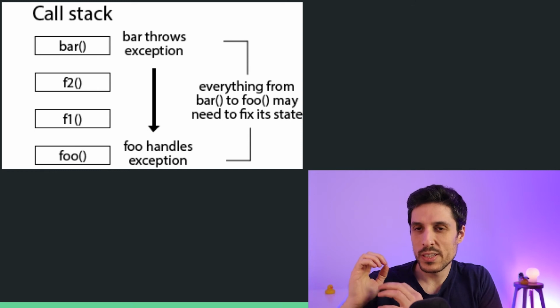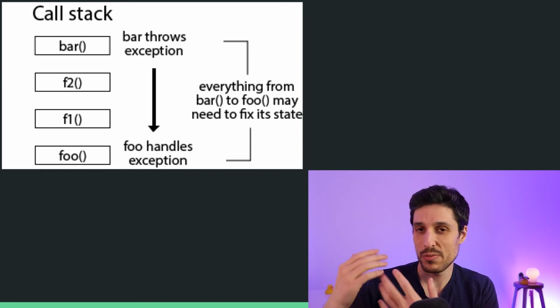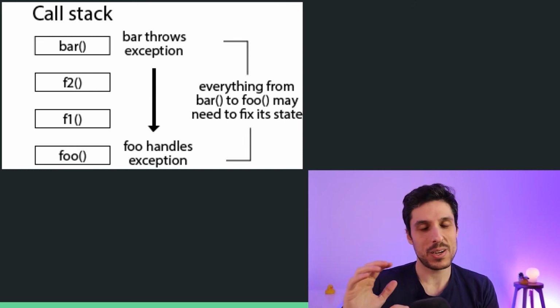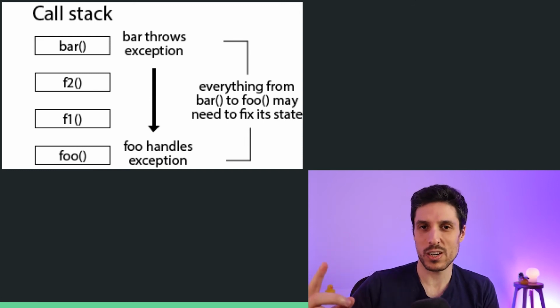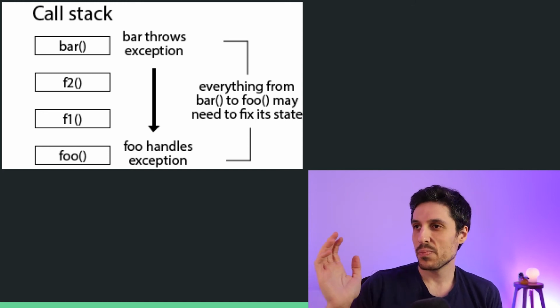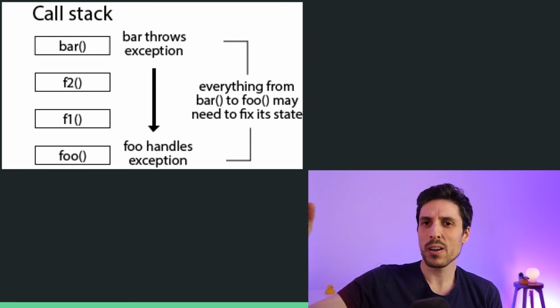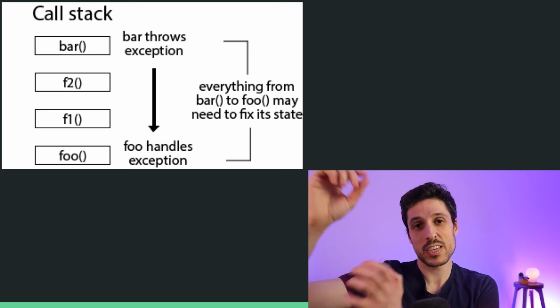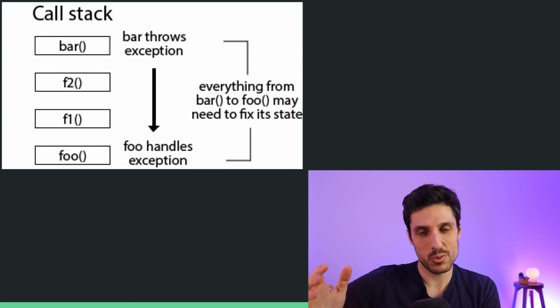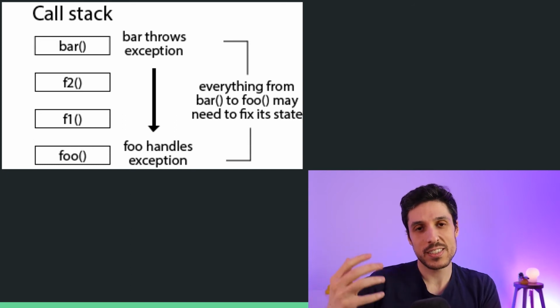Now, you need to do the same thing for every function in your code if an error occurs. Everything must have the correct state, not just one or two functions, everything. If you look at the graphic on the screen, in this particular case we have a function foo, and it calls f1, f1 calls f2, and f2 calls bar, and bar throws an exception, which is handled all the way in foo. Now, any of those functions from bar to foo may end up with invalid state when we do that.